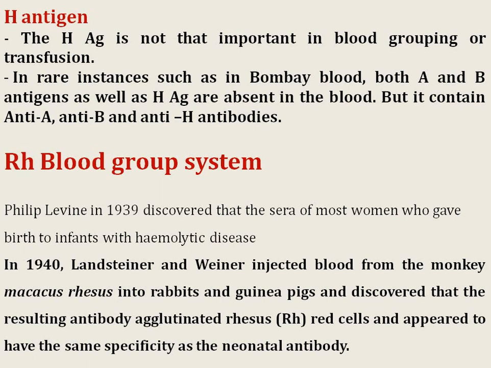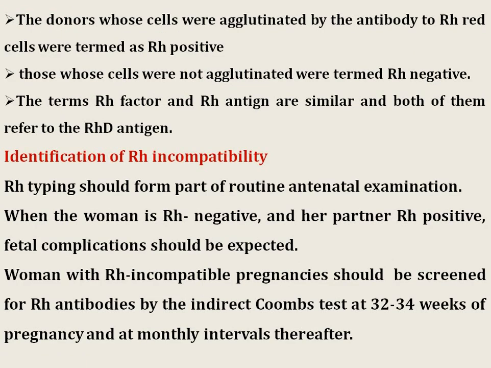The donors whose cells were agglutinated by the antibody to Rh cells were termed Rh positive. Those whose cells were not agglutinated were termed Rh negative. The terms Rh factor and Rh antigen are similar, and both of them refer to the RhD antigen.